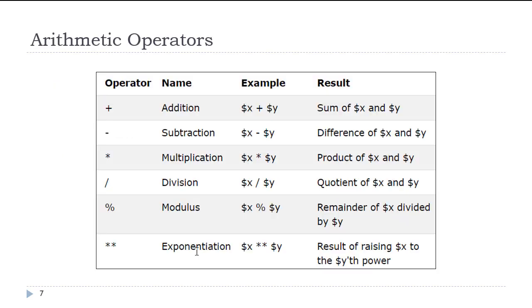In PHP, as in most programming languages, there are 6 arithmetic operators. The common ones are addition, subtraction, multiplication, division, modulus, and exponentiation, the ability to raise to a power. Notice the operator symbols that are used.